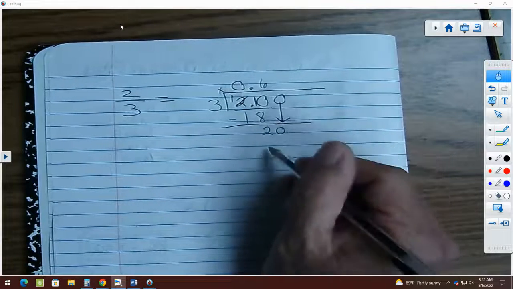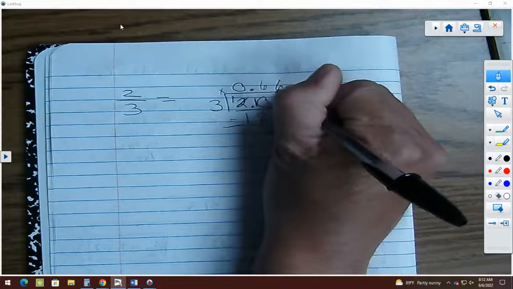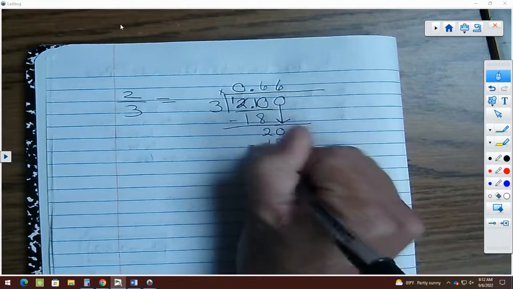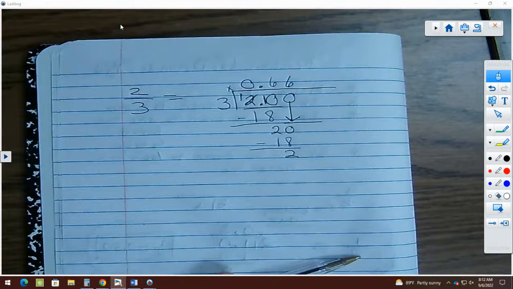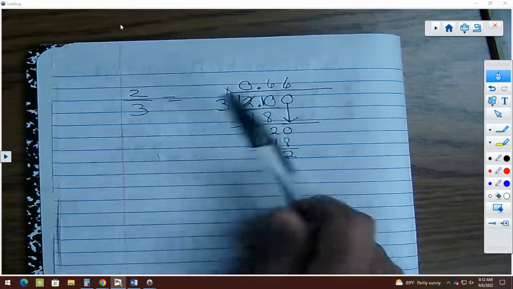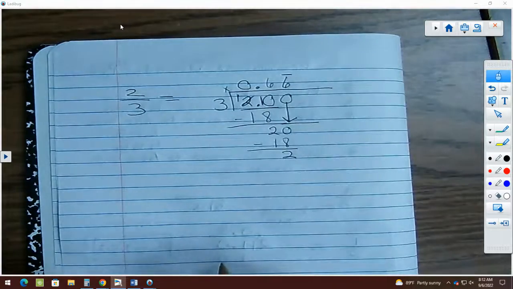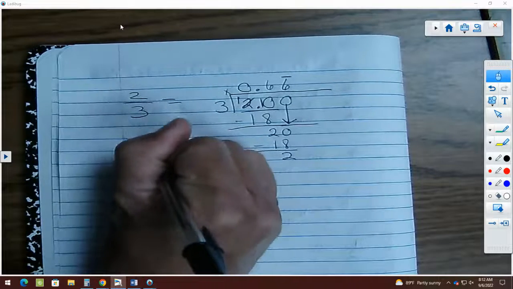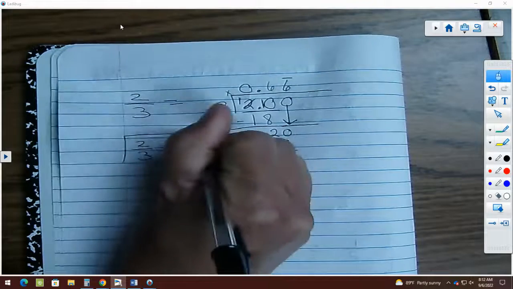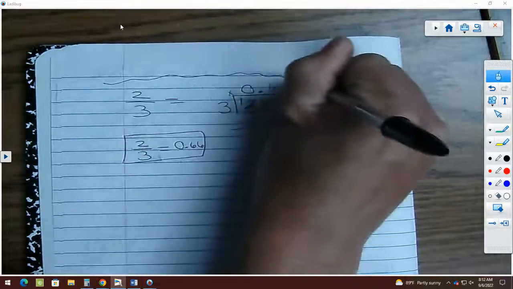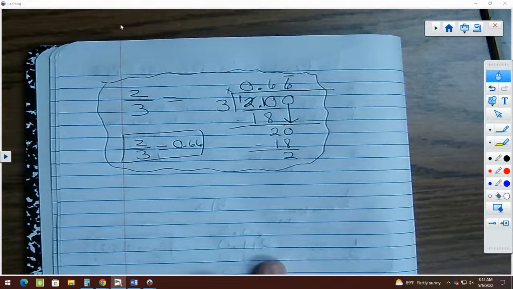Now 3 times what again? You got 20 again, so 3 times what again? 3 times 6 is 18. What's going to happen if I drop another 0? It's going to be again what? 20. So we can stop already, and what can we put on the top? A little bar that says that this is going to repeat. Now I know that 2/3 equals 0.66 repeating. Box it. You're done with 2/3. And we'll put a bubble around 2/3. Questions with 2/3?